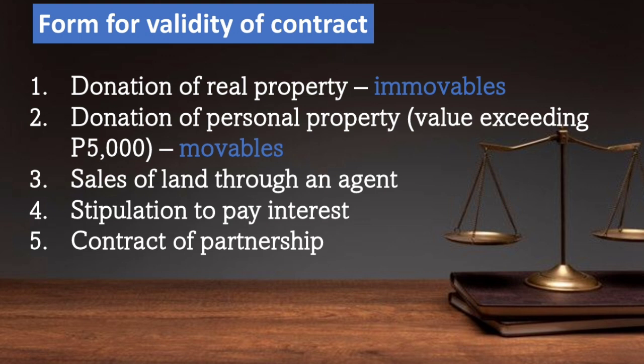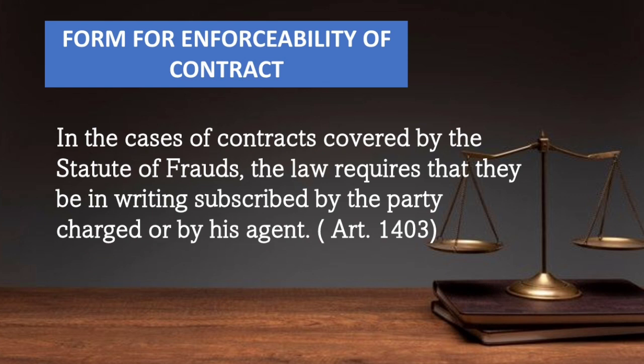Fourth, stipulation to pay interest. It must be in writing, otherwise no interest is due. And lastly, contract of partnership. If immovables are contributed, it must be in a public instrument, to which shall be attached a signed inventory of the immovable property contributed. So, if there are forms for validity of contracts, of course there are also forms for enforceability of contracts.